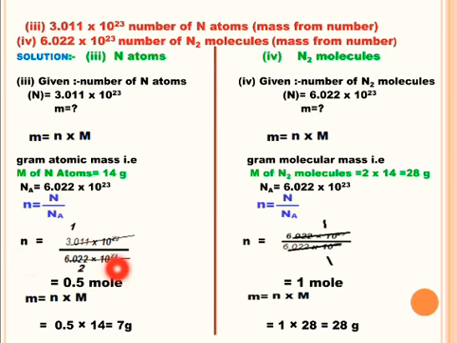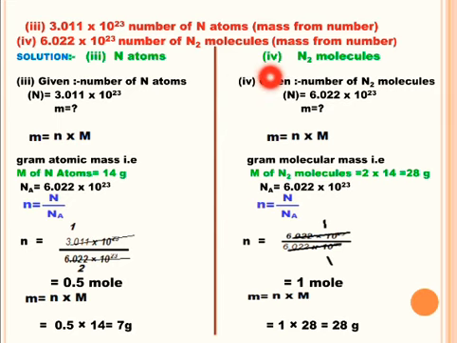That is 0.5 moles. Now put this value of small n in this formula, as we have written here in the second last step. See here, n value is 0.5 multiplied by capital M, molar mass, that is 14 grams, and on multiplying 0.5 with 14 you get 7 grams. So it means the mass of 3.011 × 10^23 nitrogen atoms will be 7 grams.